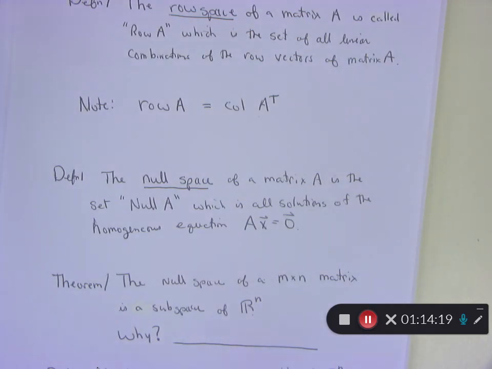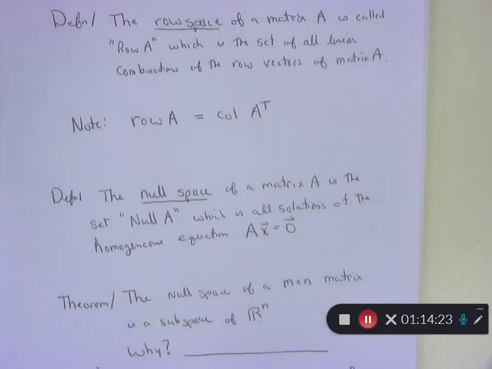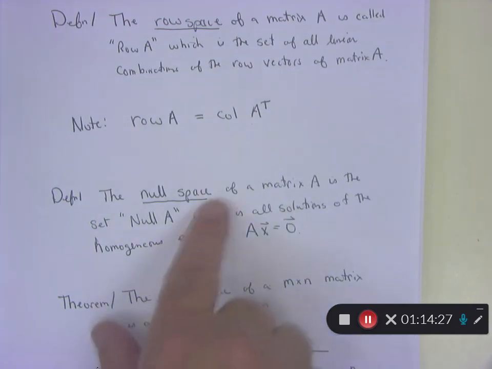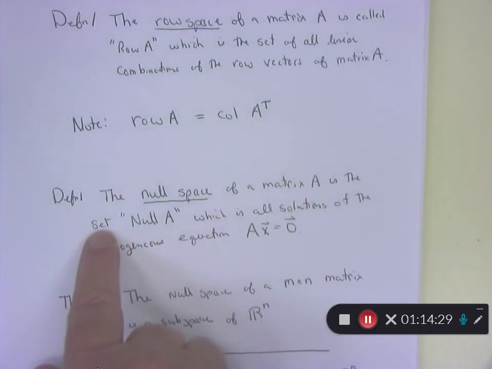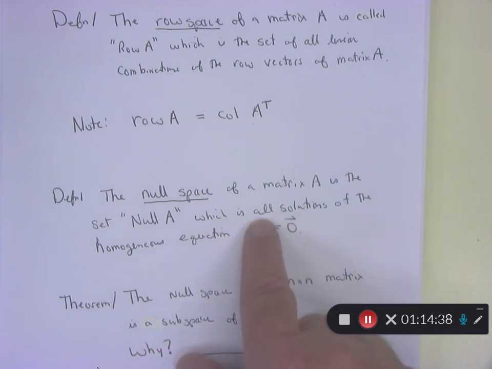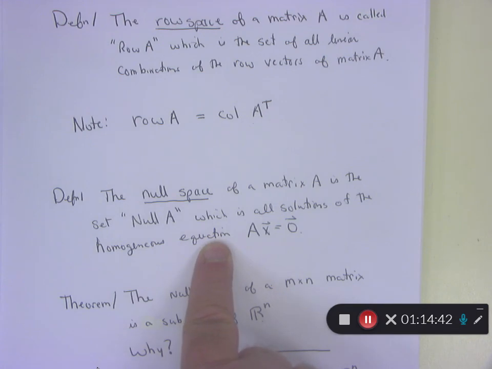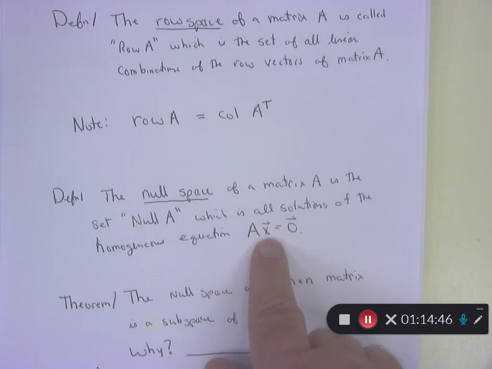Now, with that being said, there's one other space here called the null space. Now, the null space is this. The null space of a matrix A is the set, null A, again, we're math people, don't think too deep. We got col A, row A, and now null A, which is the set of all solutions of the homogeneous equation. Now, what is a homogeneous equation? You set the matrix A times X equals 0, and you solve for X.